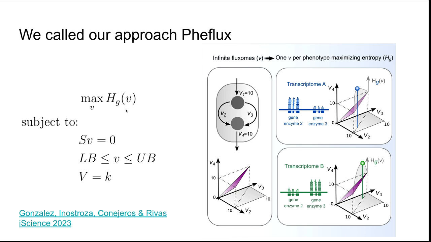So to build intuition, now we have this simple network, and we have now information about the relative abundance of the messenger RNA assigned to each reaction. We can now make an H function that depends on this transcriptome. So in this case, it's going to be preferred the flow that goes through reaction 2, because you have more messenger RNA, whereas for transcriptome B, you have the opposite case.